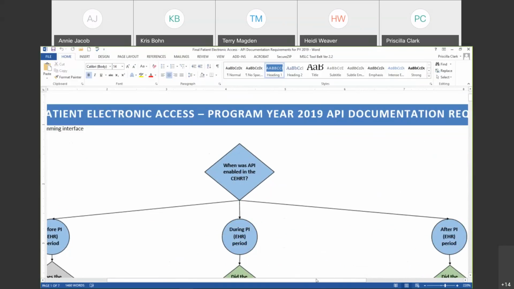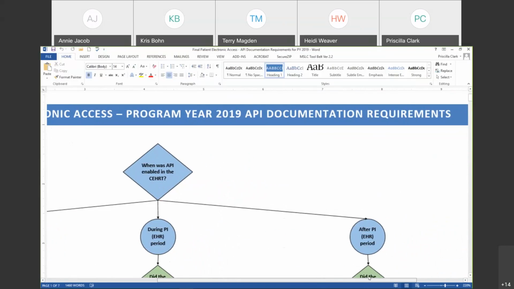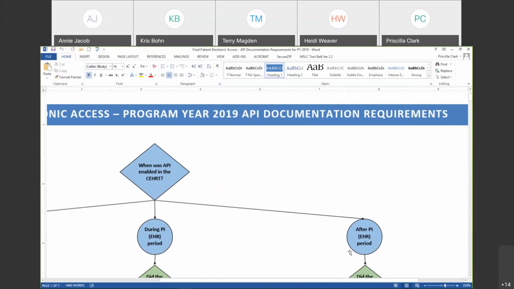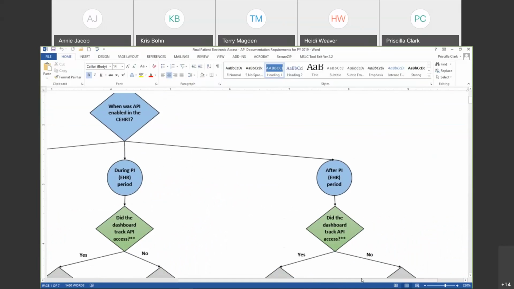Okay? Now, if you're stumped or you have questions about where you are at, and maybe one of the questions you're not sure what to answer, please feel free to reach out to Access to help make sure that you know which scenario you're in when you start the attestation process.